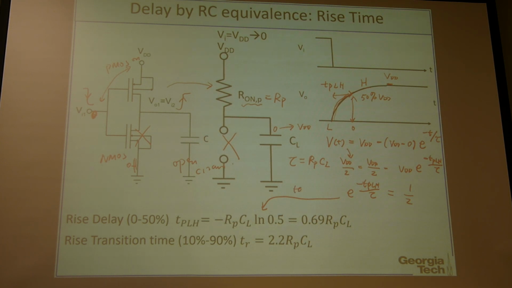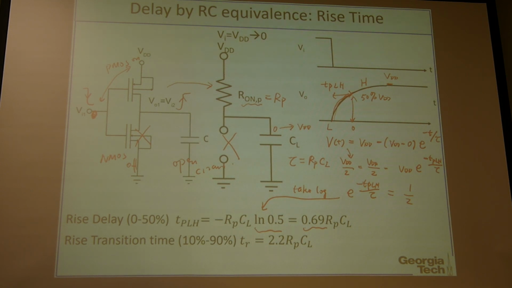You take log. So here you will take the natural log of this 1/2, 0.5. So that number is 0.69. So this will be the number for the coefficient in front of the RC.